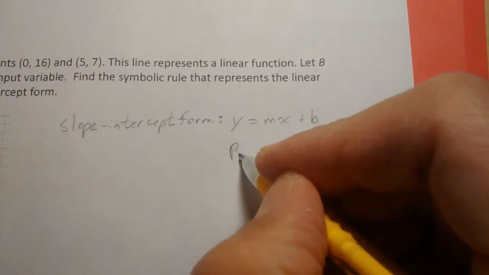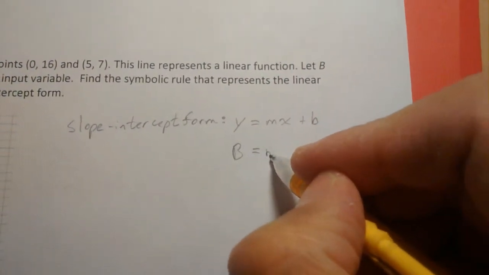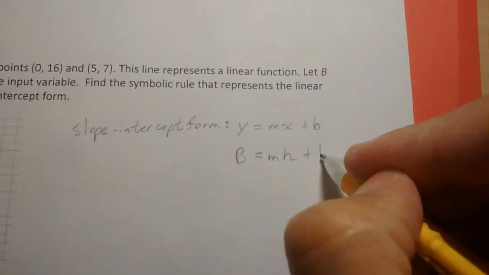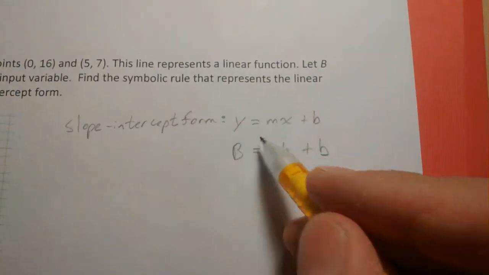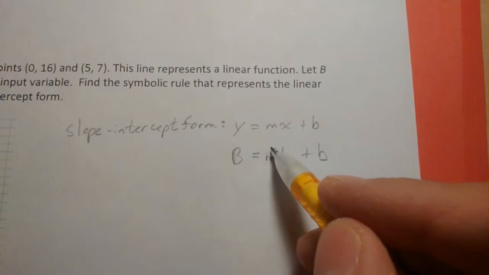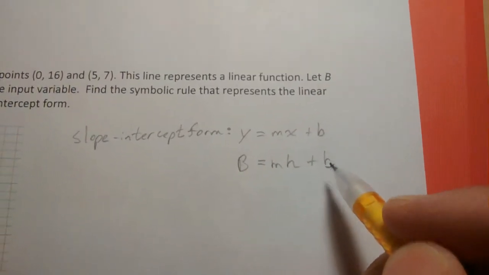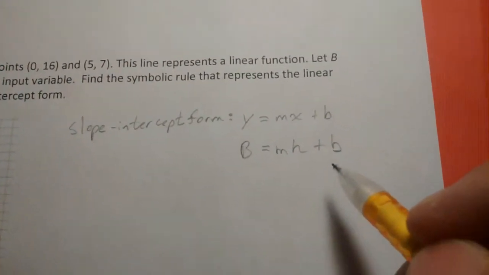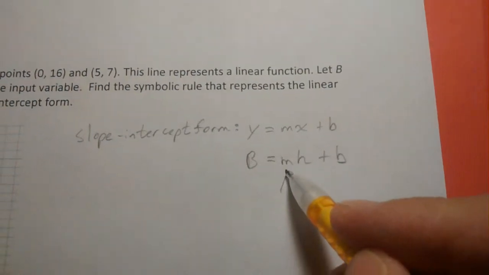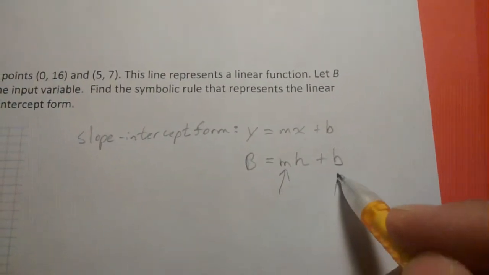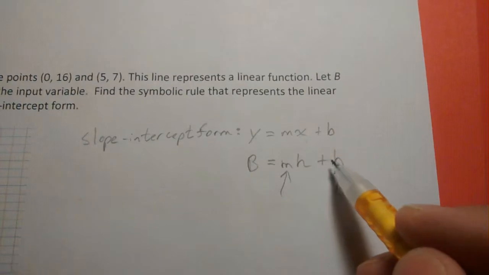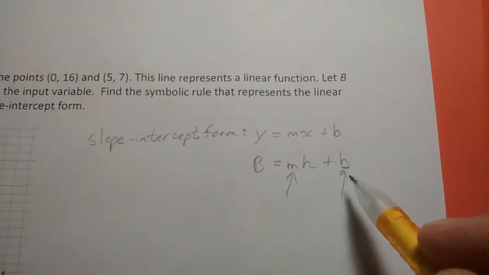So our shell, if you will, in slope-intercept form will look like this. That being the output variable, h being the input, m is the slope still, and b is part of the vertical intercept. So we only need to find two things to create our symbolic rule: the slope and then the vertical intercept, and replace the values for those in there.